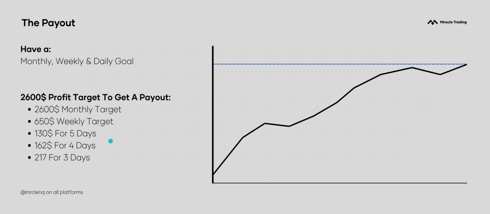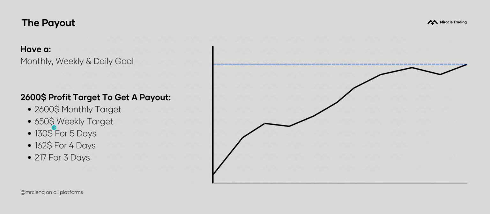If you're going to trade 4 days, you're going to need $162 for 4 days without losing. If you're going to trade 3 days, you're going to need $217 for 3 days without losing. So me personally, I like to trade 3 to 4 days, and I include one or 2 losing days, for example, and I will reach my weekly goal and I'm going to stop trading for the week.